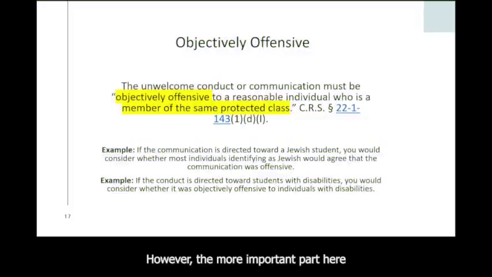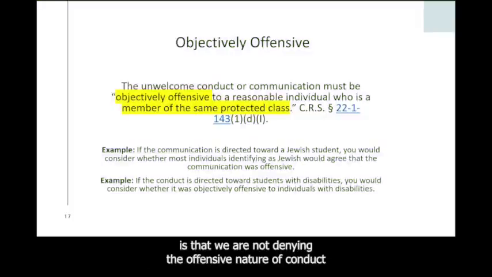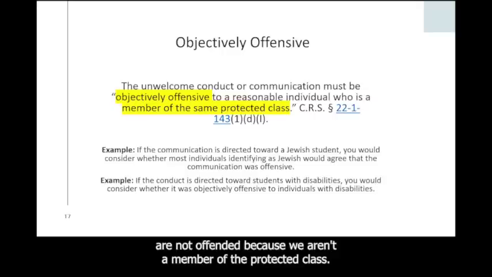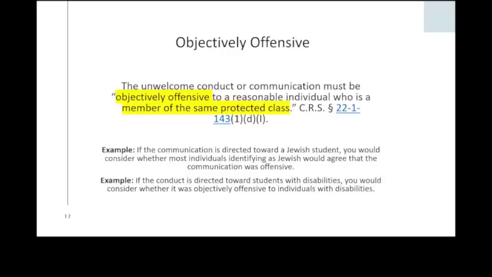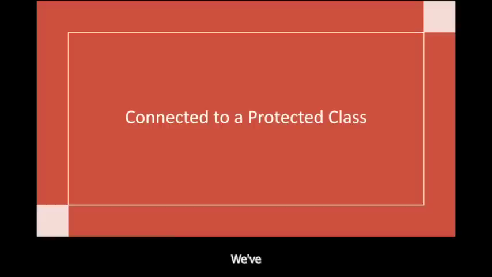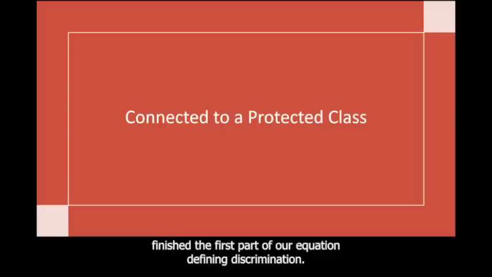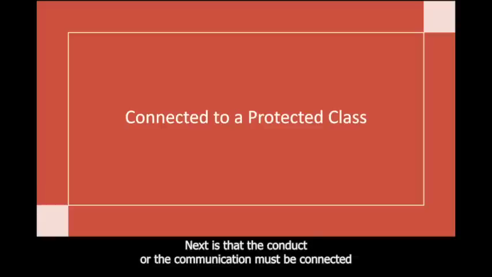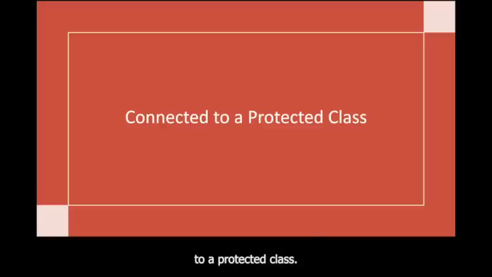However, the more important part here is that we are not denying the offensive nature of conduct or communication just because we personally are not offended because we aren't a member of the protected class. We've finished the first part of our equation defining discrimination and harassment in Colorado law. Next is that the conduct or the communication must be connected to a protected class.